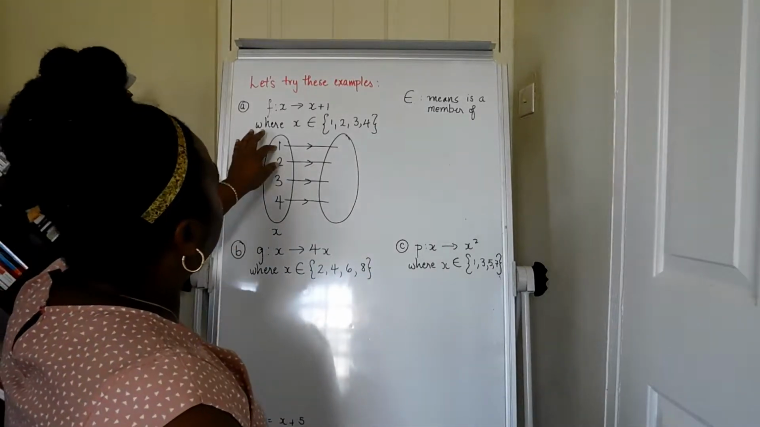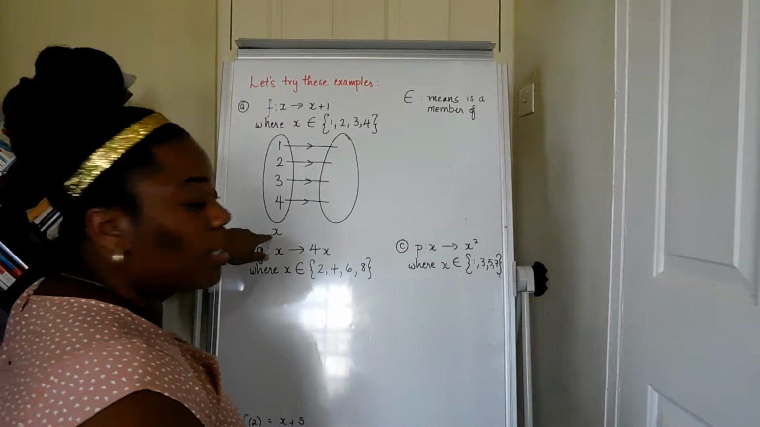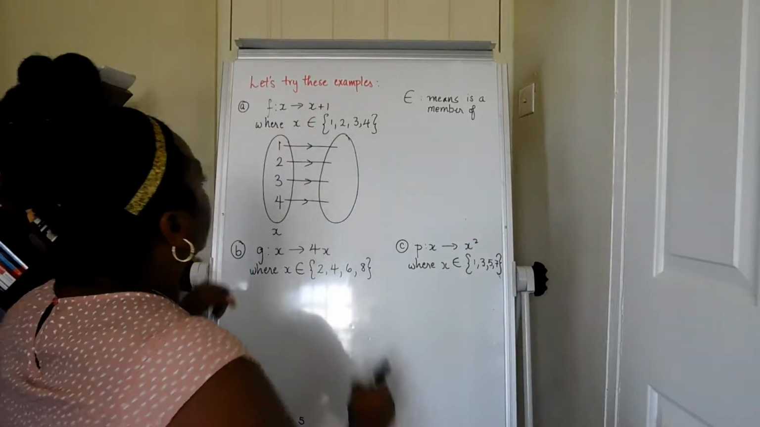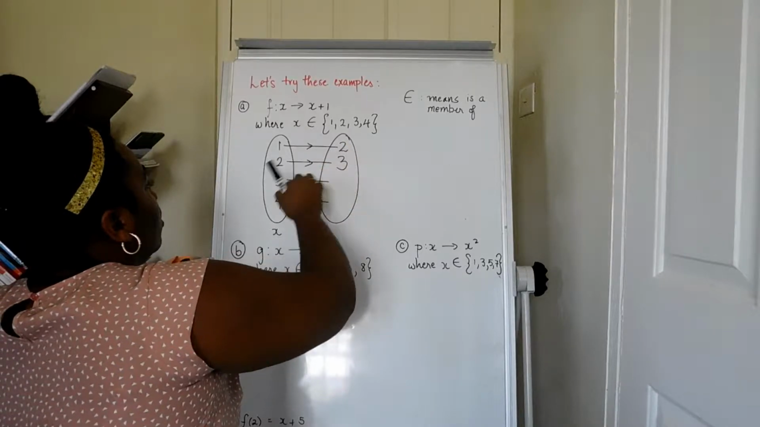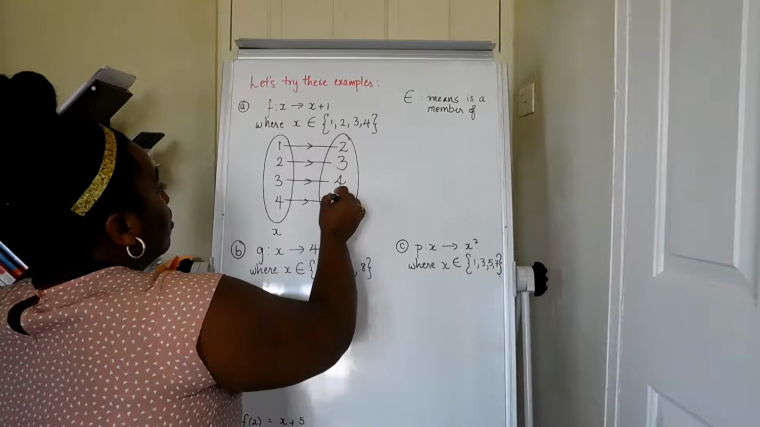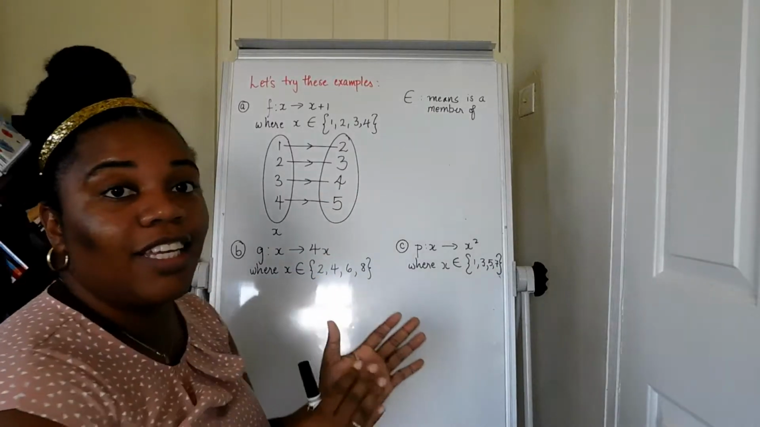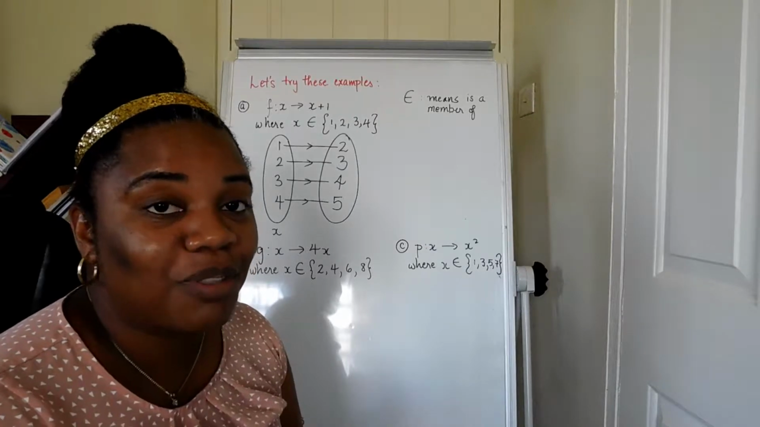So if we replace x with 1, because remember this is x, the domain is x. So 1 plus 1 is 2. 2 plus 1 is 3. 3 plus 1 is 4. 4 plus 1 is 5. Yay! So you did your first calculation for functions, and I'm so proud of you.